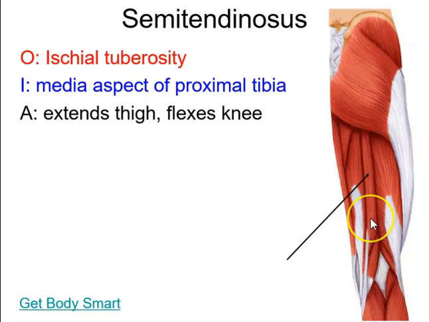The semitendinosus has its origin in the ischial tuberosity of the ischium and will have its insertion into the medial aspect of the proximal tibia, the tibia being the most medial bone of the leg. The action of the semitendinosus muscle is extension of the thigh as well as flexion of the knee.